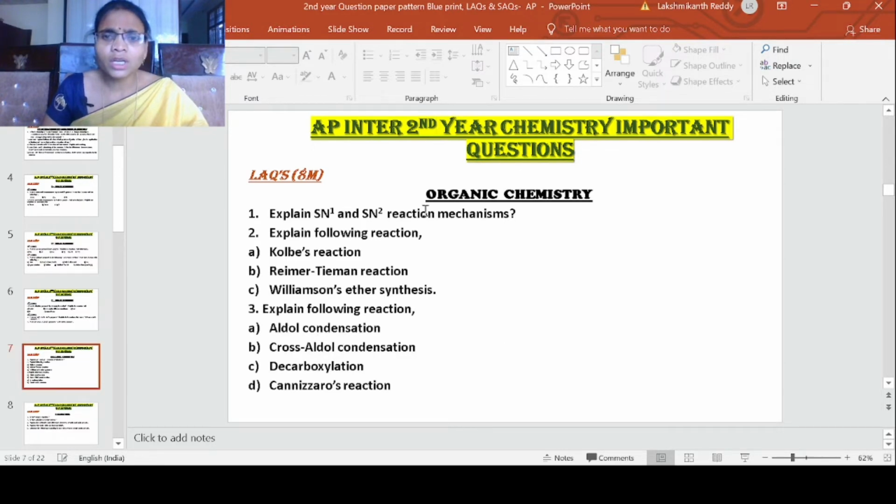From organic, we expect three questions. Explain SN1, SN2 reaction mechanism. Explain the following: Kolbe reaction, Reimer-Tiemann reaction, Williamson ether synthesis. Next, explain the following reactions: aldol condensation, cross aldol condensation, decarboxylation, Cannizzaro reaction. So these are the LAQs from electrochemistry, chemical kinetics, P-block elements and organic chemistry.